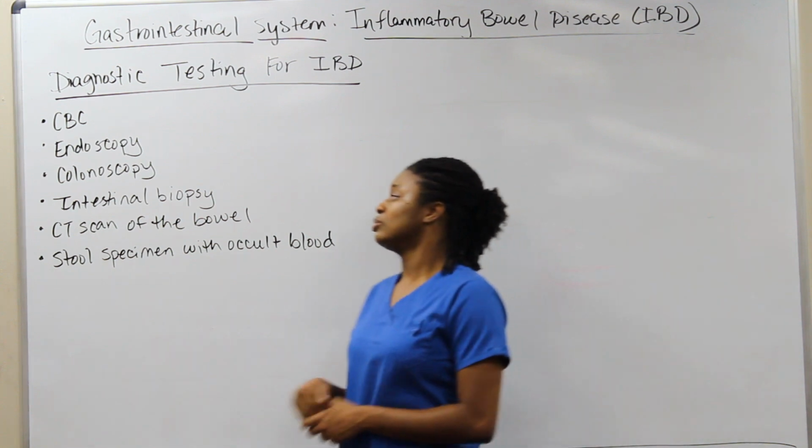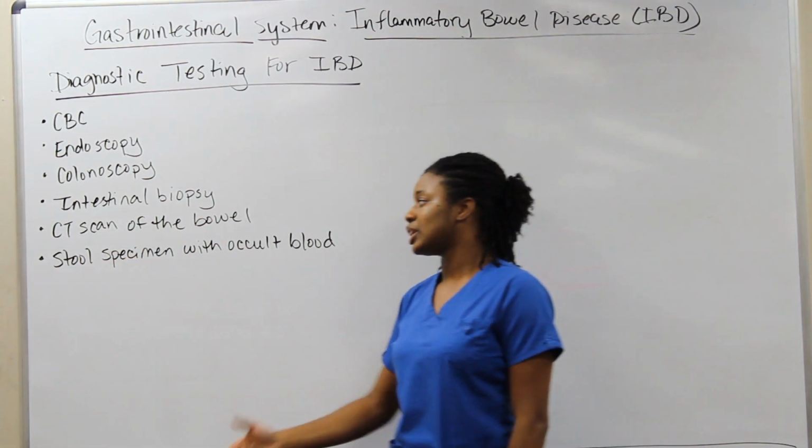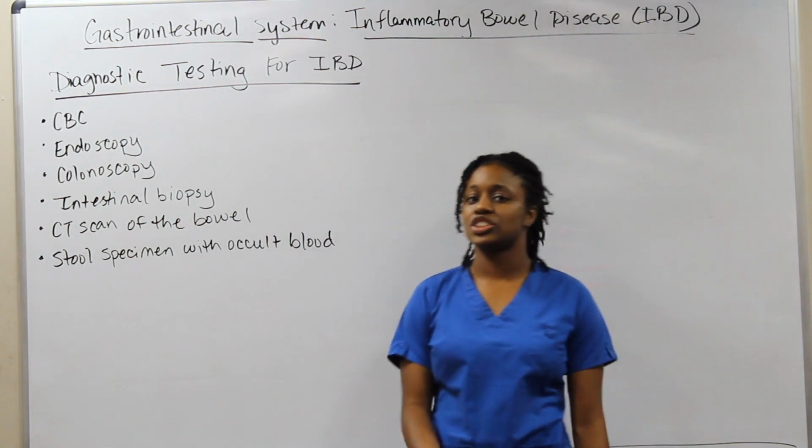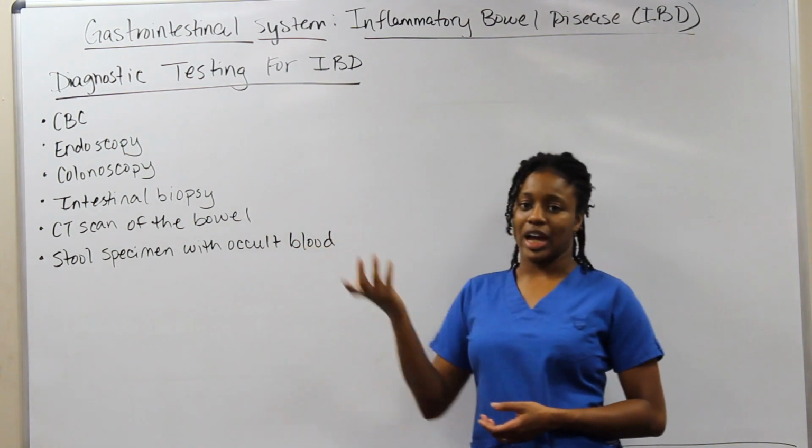All right. So of course, they are going to do different tests that are going to rule out, because one that has similar blood in the stool is a GI bleed that can be from a peptic ulcer, not always IBD.